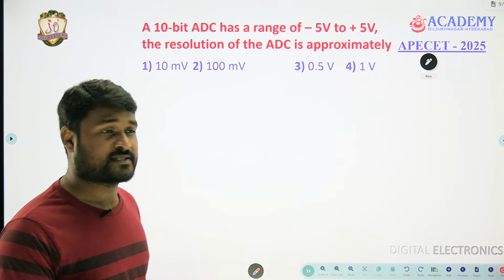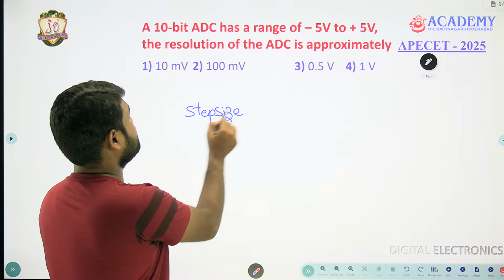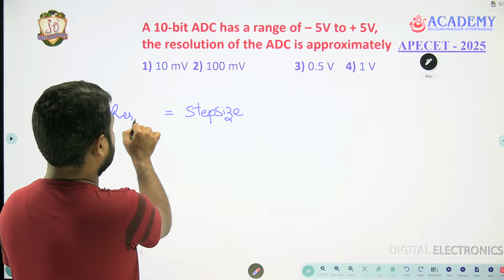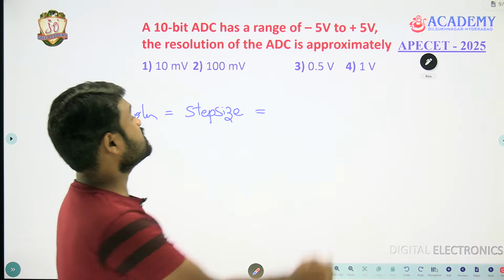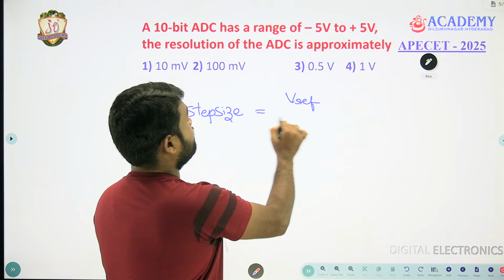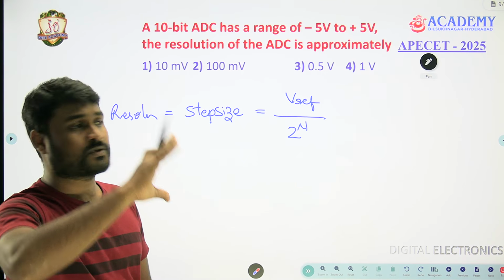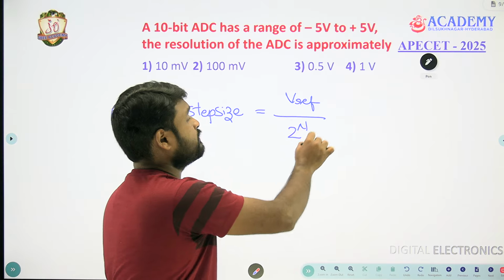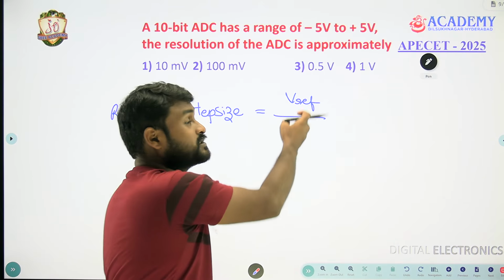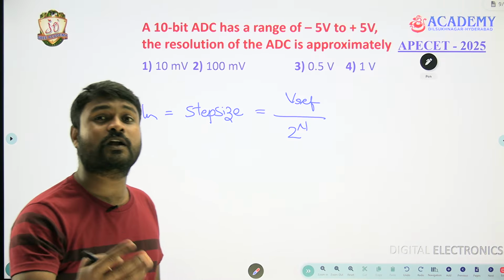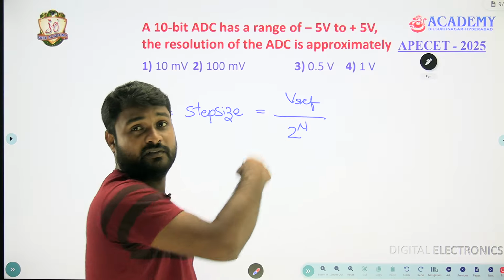Resolution is nothing but step size. What is step size? We will say reference voltage divided by 2 to the power n, the number of steps. Total voltage divided by the total number of steps will give you one step voltage. It's like 10 bananas and 10 students in a room: how many bananas will one person get? It's the same question. Total voltage divided by total number of steps.